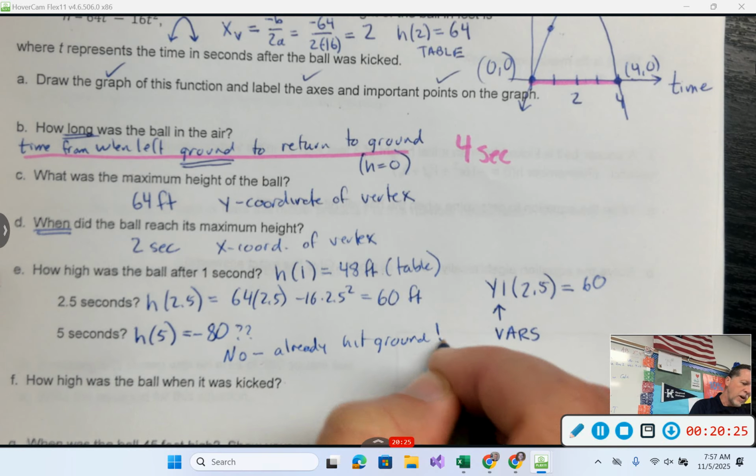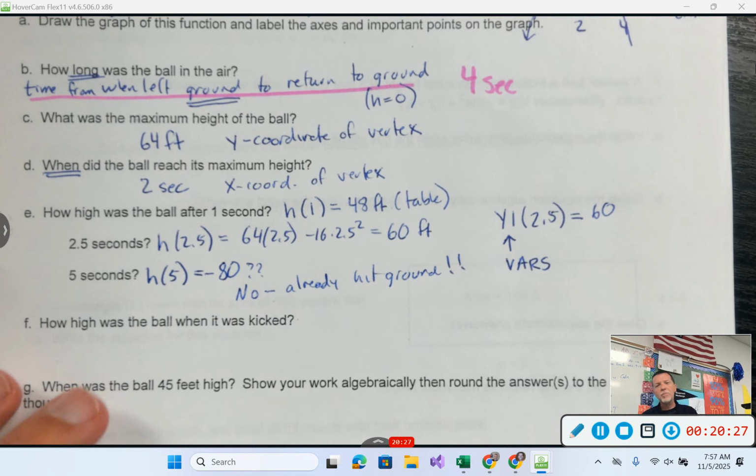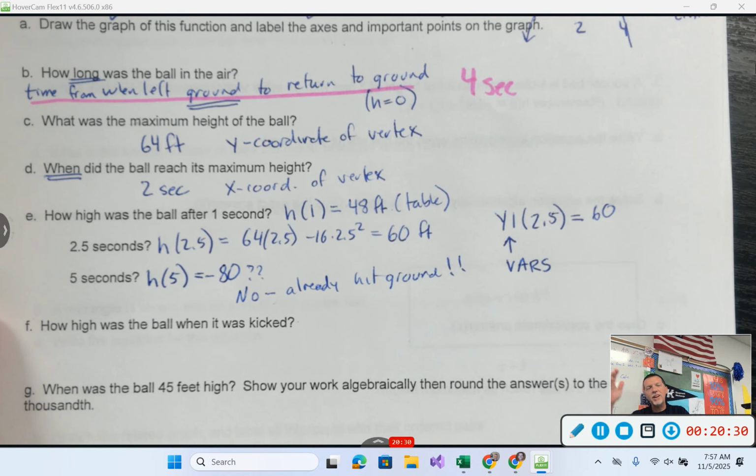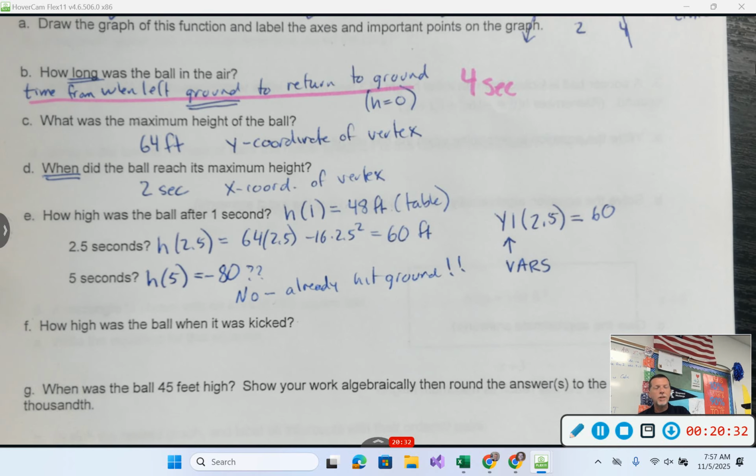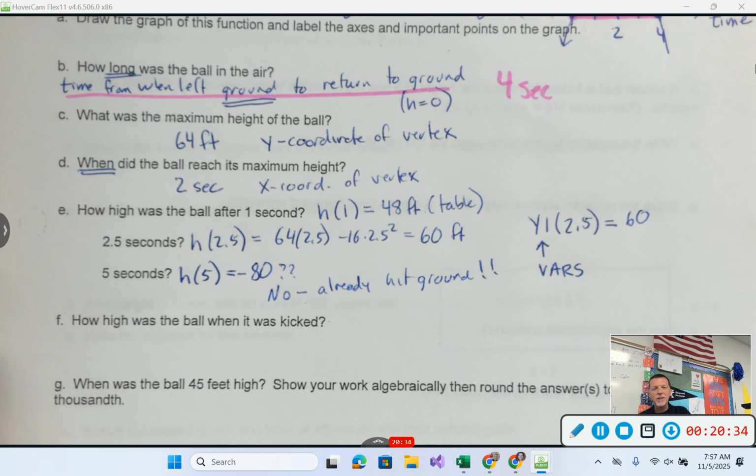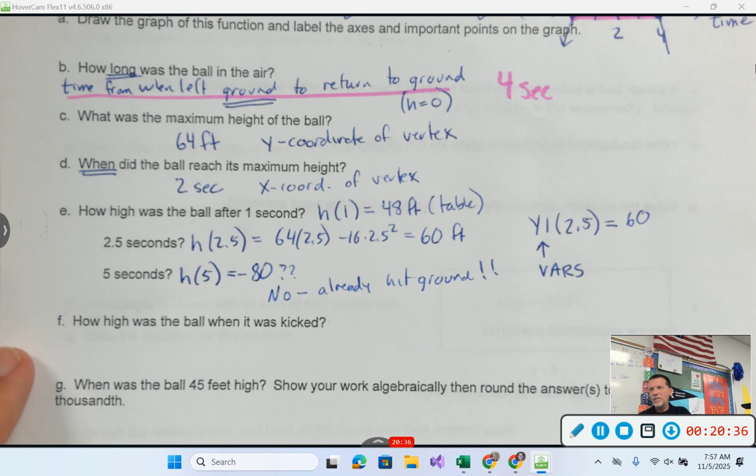So this is where you have to have your brain engaged. You can't just be like, oh, calculator said negative 80, move on. Like, no, you get to use the calculator, but you have to understand what's going on in the problem rather than just writing down whatever the calculator says.